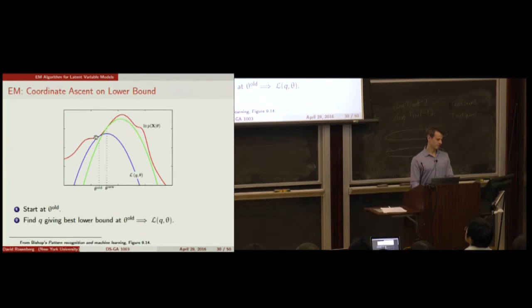Then we maximize this lower bound. Maximizing the lower bound brings us to the peak of the purple curve, and that gets us to the new theta, theta new. Now we find a new Q that gives us a lower bound that's the best possible at this point. That would be this green curve, which is tangent to the red line. All right, and repeat.